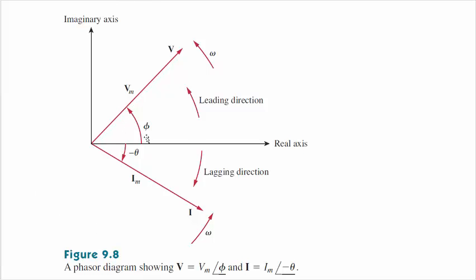The relationship between V and I, whatever this angle is between them, is staying constant. So as it rotates around, it's a question of which one crosses the real axis first. If I start Vm right here along the real axis and Im down here, and then I start rotating, Vm crosses first, which would make Vm be leading Im. So voltage is leading current in this example.